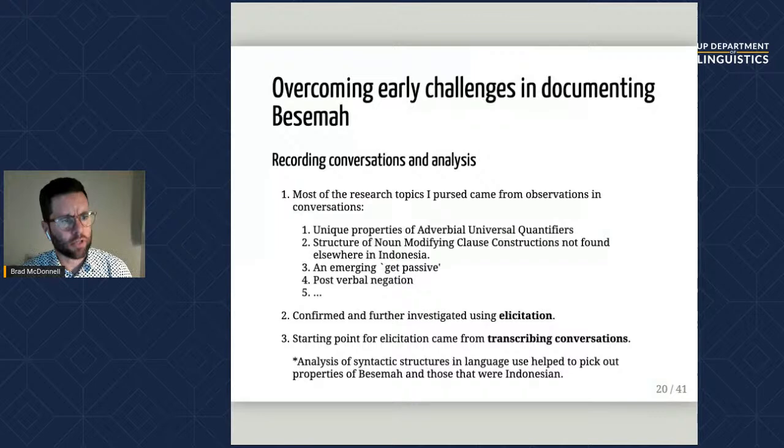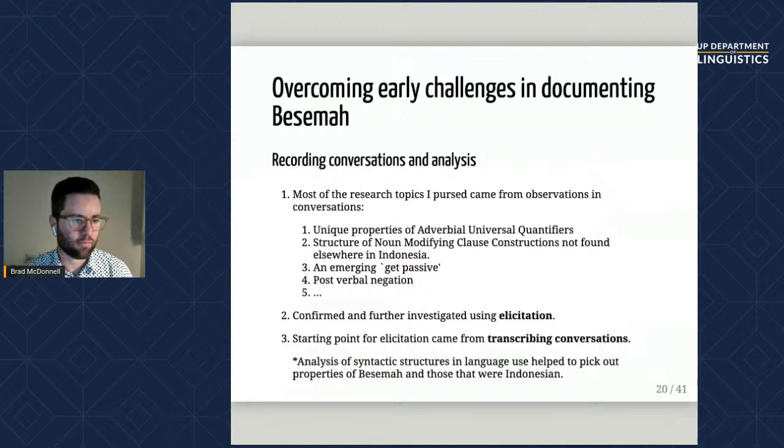So first, recording conversations. Most of the research topics that I pursued came from observations in conversations. Typically I would record these conversations by either gathering a group of people together or finding some people who were already chatting. I would ask if I could record those conversations. I would get consent, and then I would leave the recorder there and disappear for about an hour, and then come back in an hour or so and get the recorder.